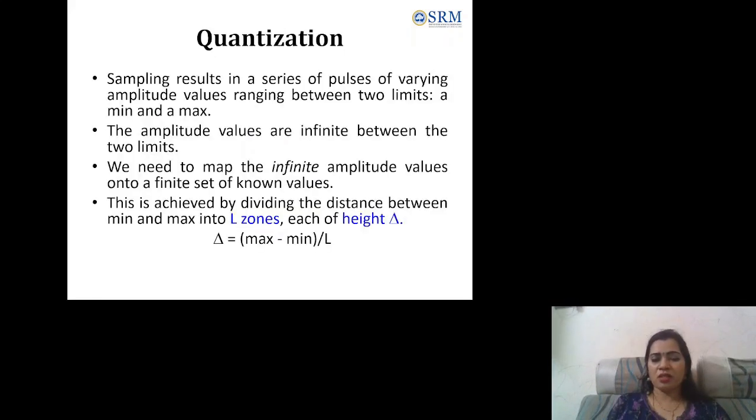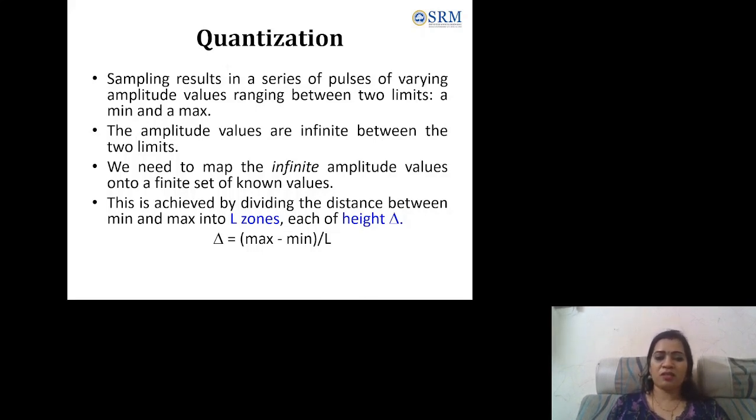Next, we'll discuss the second process, that is quantization. The result of sampling is a series of pulses with amplitude values between the maximum and the minimum. So the set of amplitudes can be infinite, with non-integral values between these two limits, that is maximum and minimum. The following are the steps we need to perform in quantization.